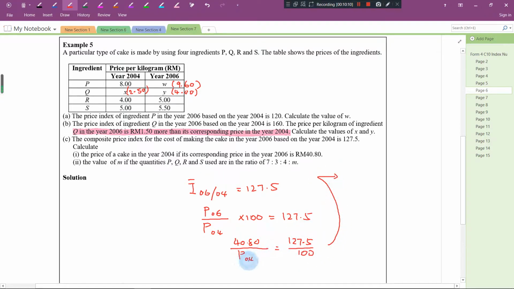Now how to get this one? I think it should be no problem, right? I do cross multiplication first. So 127.5 times the price in the year 2004 is equal to this times this, 4080. So the price in the year 2004 is equal to this one divided by this. You will get 32 ringgit. So this is the answer for part 1, 32 ringgit. Okay, let's try the last part.